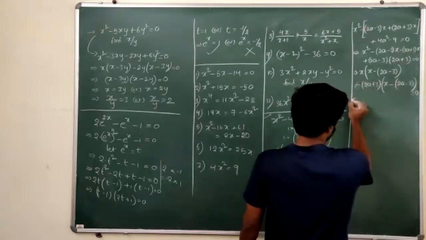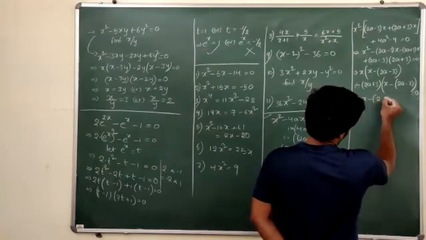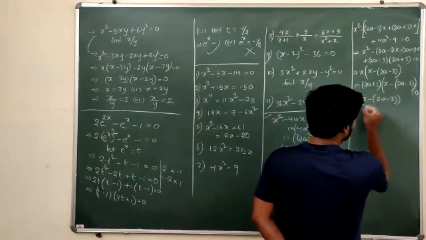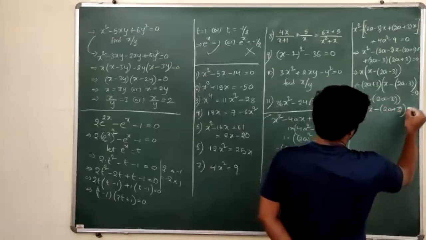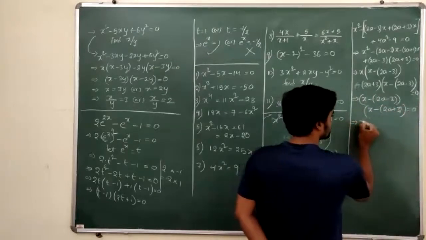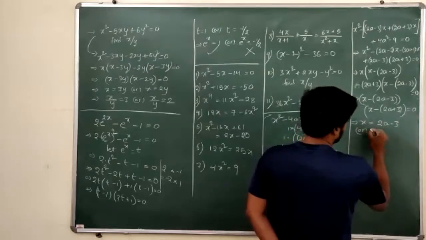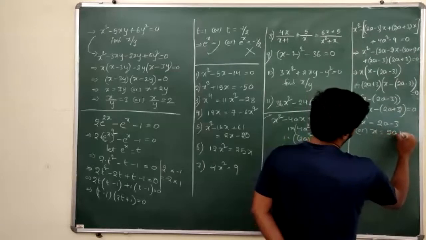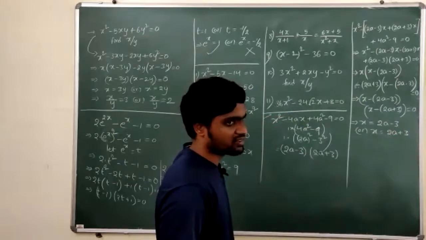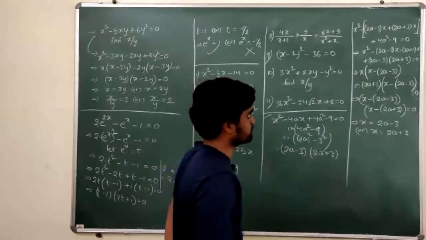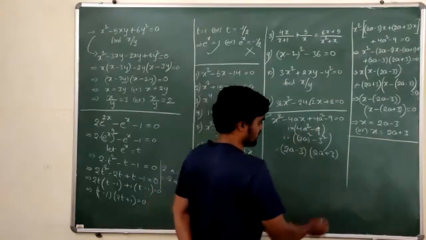Which takes us to x minus of 2a minus 3 into x minus of 2a plus 3 is equal to 0, which means x is equal to 2a minus 3 or x is equal to 2a plus 3. So that is how you solve the question. Next, I'll give you another one.